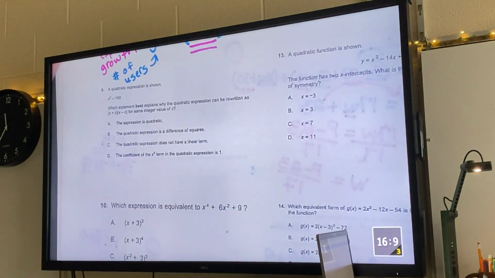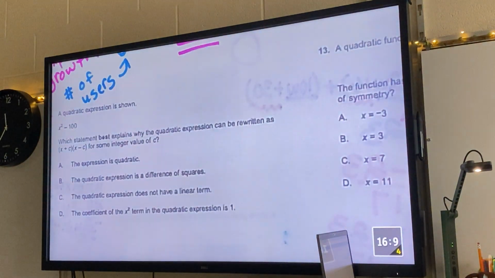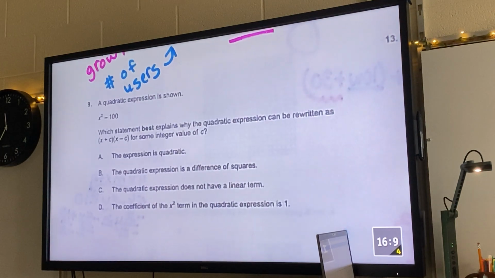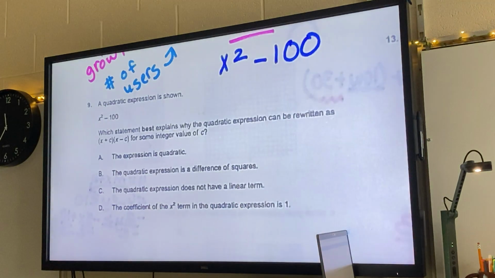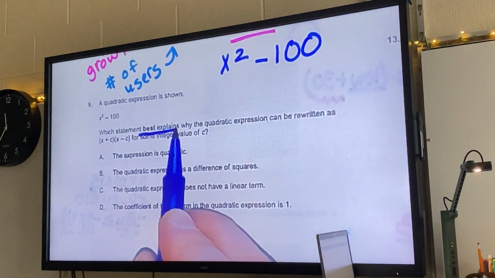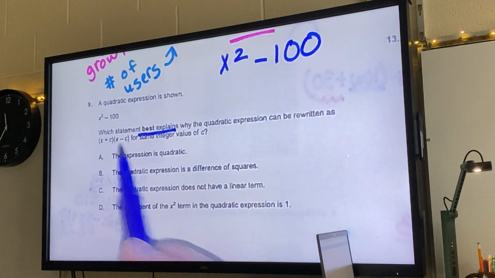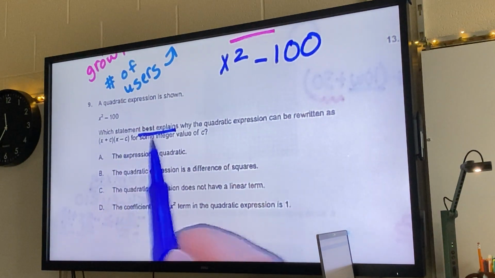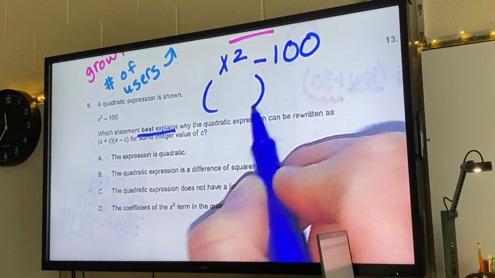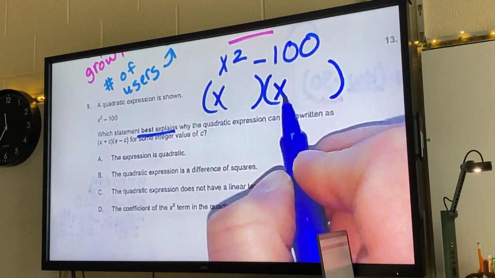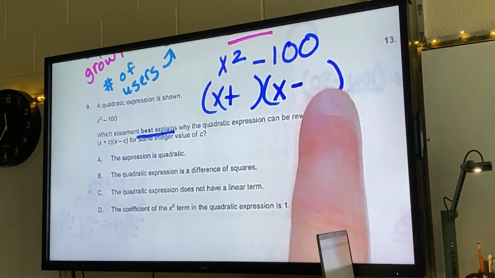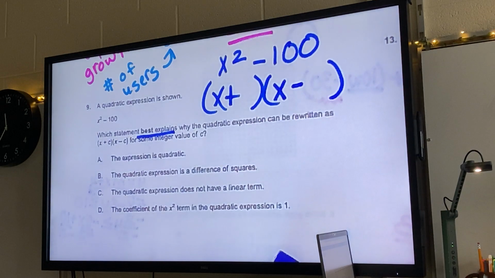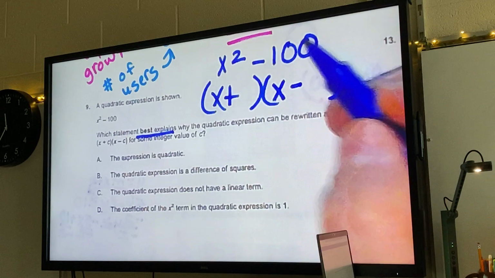All right, for number 9, it says a quadratic expression is shown. So we got x squared minus 100. Which statement best explains why it can be written as x plus c and x minus c? Let's just go ahead and do what it would be for this one. So we got the x, a plus and a minus, but instead of c, what number would go here and here? 10, because the square root of 100 is 10.